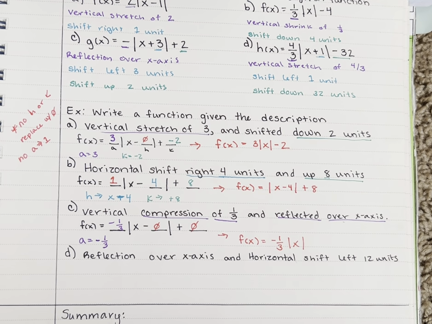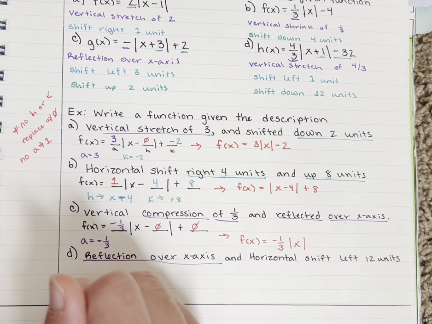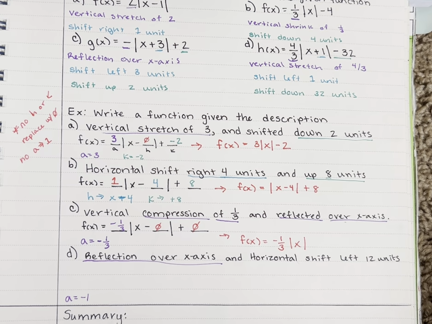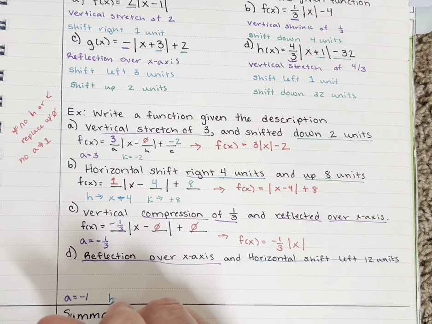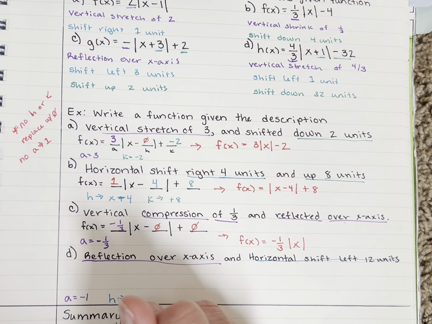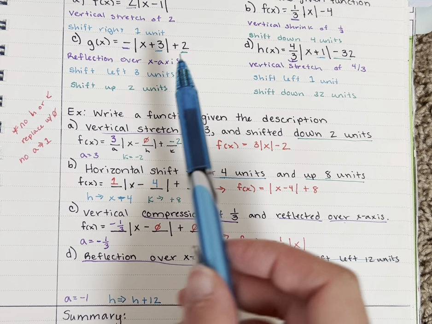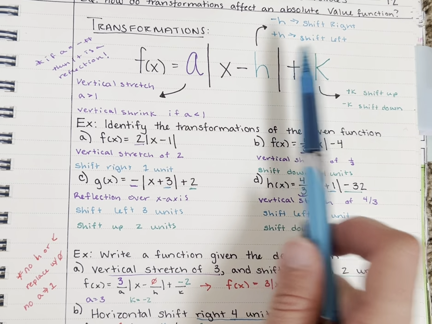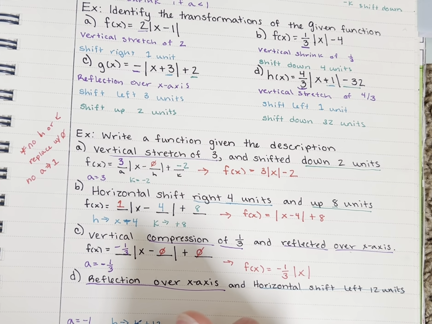All right, last one. We have a reflection over the x-axis and a horizontal shift to the left 12 units. So reflection over x-axis, that is my a value. So a is negative 1, right? There's no stretch, so it's just going to be negative 1. And then horizontal shift, that's my h value. It's going to look like x plus 12 because it's going to the left. And if I remember up here, right, going to the left is a plus 12.